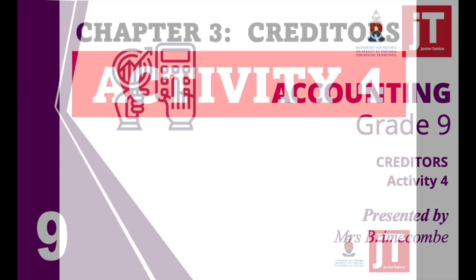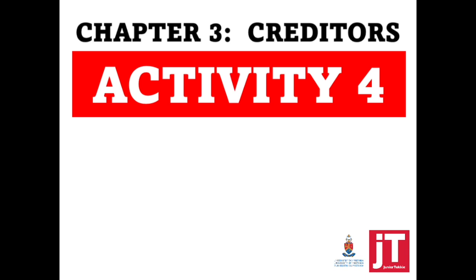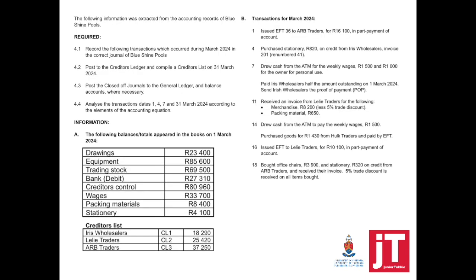We're going to look now at Chapter 3, Creditors, Activity 4. The following information was extracted from the accounting records of Blue Shine Pools. Required: record the following transactions which occurred during March 2024 in the correct journal of Blue Shine Pools. Post to the creditors ledger and compile the creditors list. Post the close-off journals to the general ledger and balance the accounts where necessary.